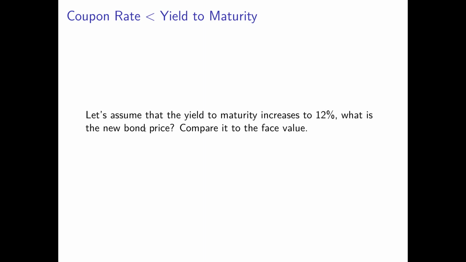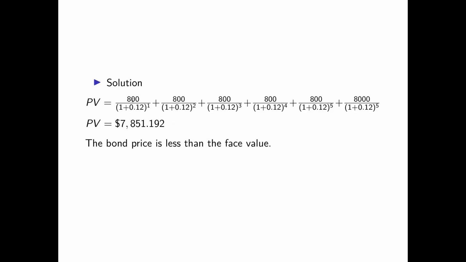So what happens? What's the new bond price in this case? In that case, when we do that, we realize that the bond price is now lower. It's less than 8,000. It's now 7,851 and some cents. So in the case where the coupon rate is less than the yield to maturity, the bond price is less than the face value.